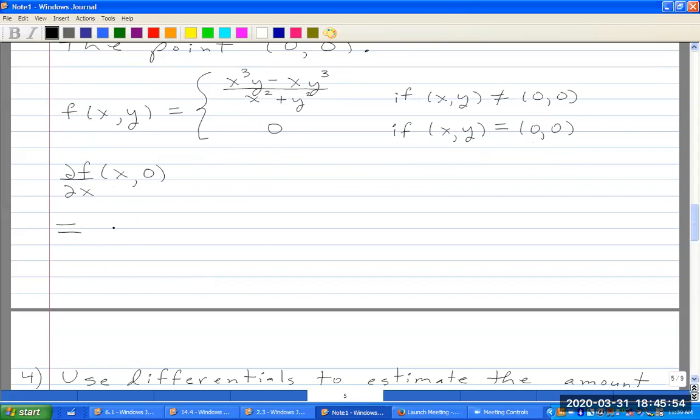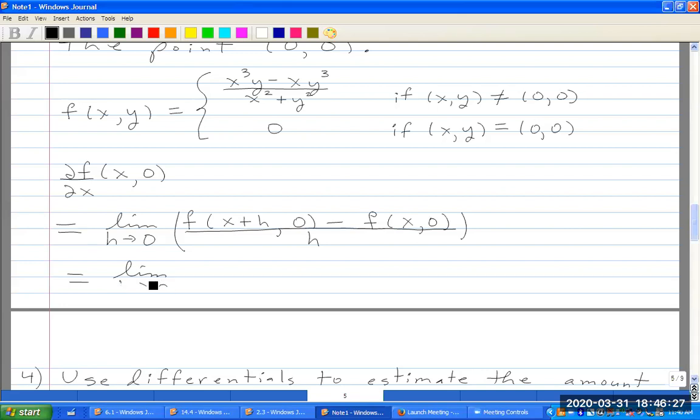So this is equal to the limit as, let's say, h goes to 0 of f of x plus h, 0 minus f of x, 0, all divided by h. So this is a limit as h goes to 0. Well, let me get some more space in here.